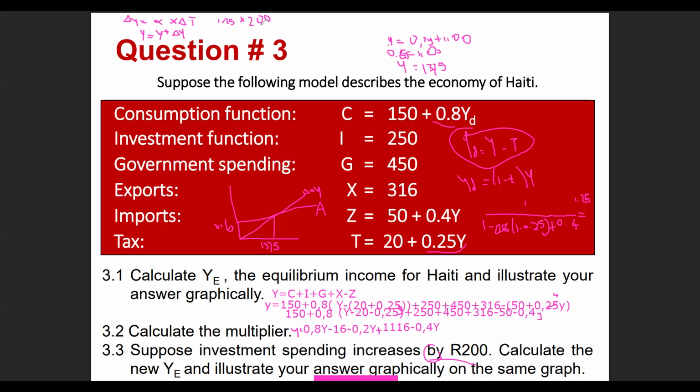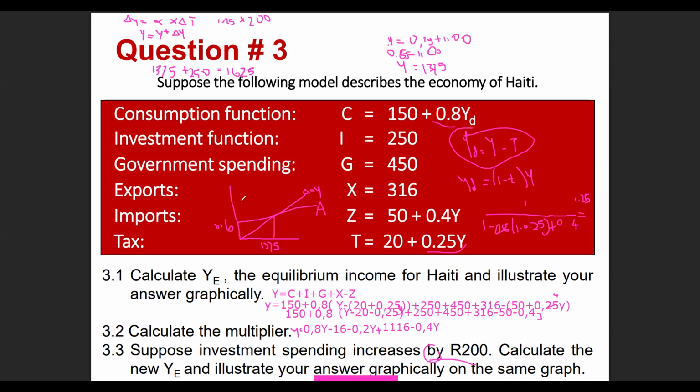And then if you say 200 times 1.25, so that change is 250, right? So you just come here, you just say 1,375, the old equilibrium income, plus the change in income, which is 250, equals the new equilibrium income, which is 1,625.